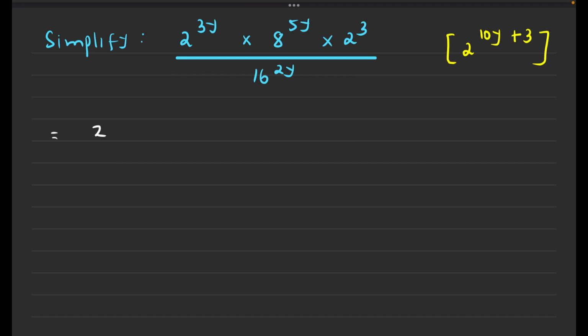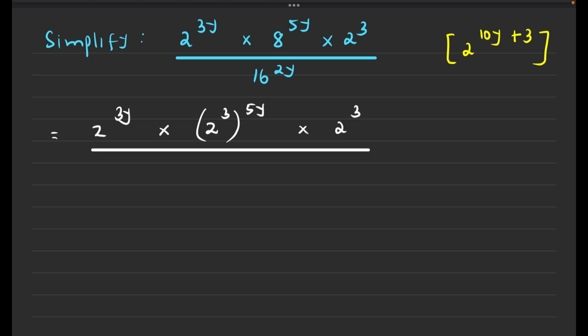So 2 to the power of 3y is going to remain. Then I'm going to multiply it by 8. 8 can be expressed as 2 to the power 3, right? And then 5y over here times 2 to the power 3, which is the 2 cubed. We divide all of this by 16. Now 16 can be expressed as 2 to the power 4, right? All to the power 2y.